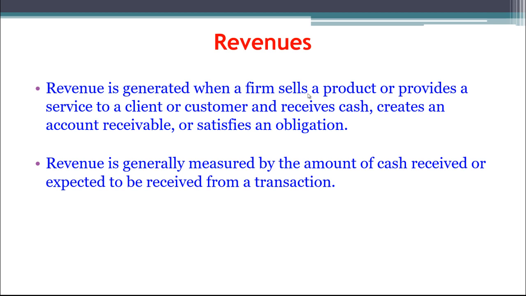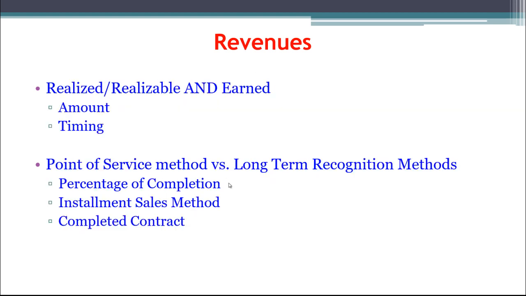Now again, the first piece is all about the timing. The second piece here is all about the amount of revenue to record. So we have a couple of different criteria that have to be met. First of all, that revenue has to be either realized or realizable, and it has to be earned. So as I just mentioned, it's the amount and the timing. Now the earning is what we tend to focus on the most because it's all about the timing of when can we generate that revenue, when can we record that revenue.